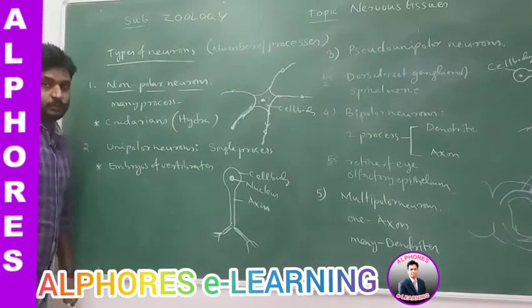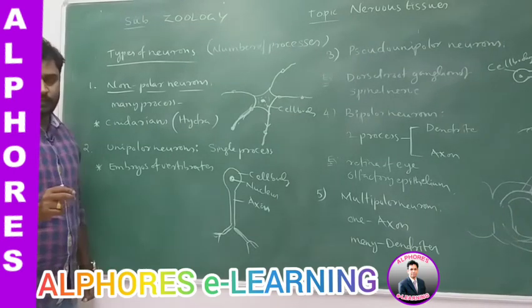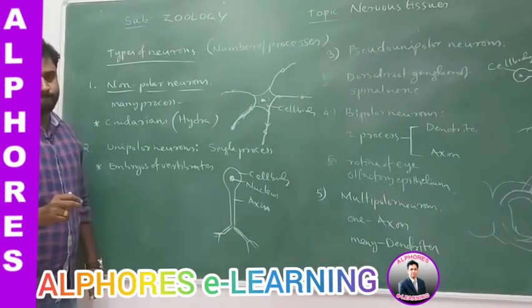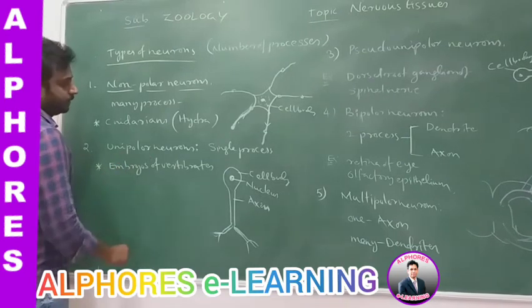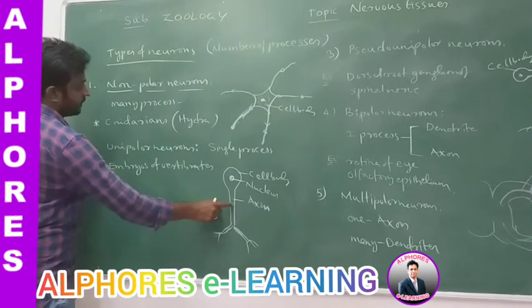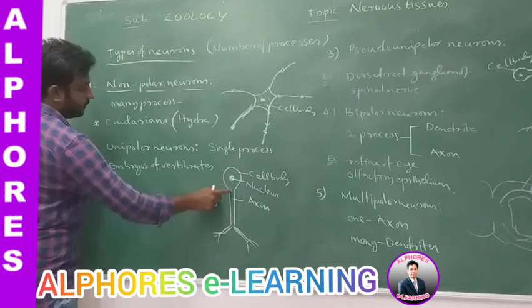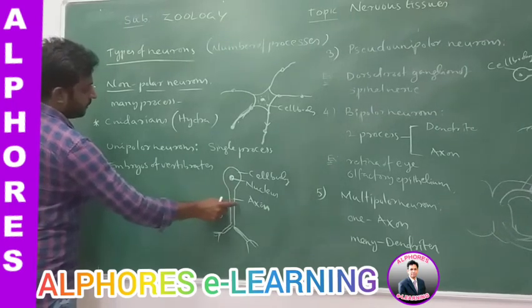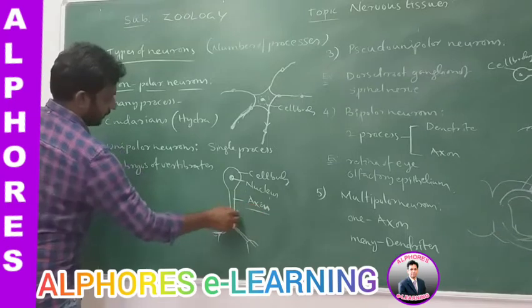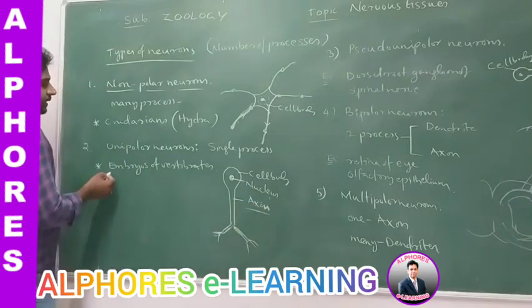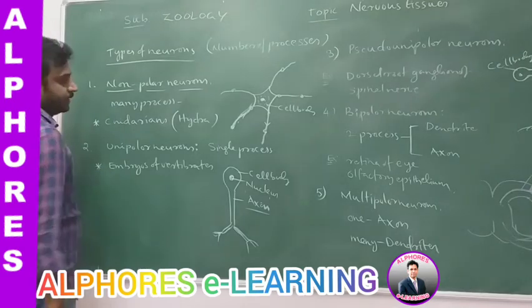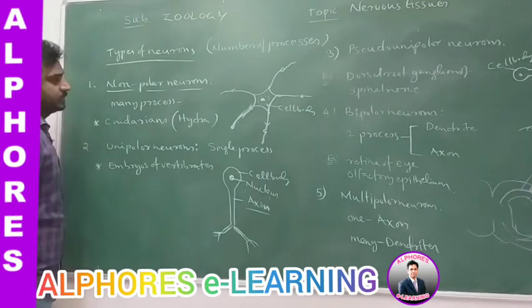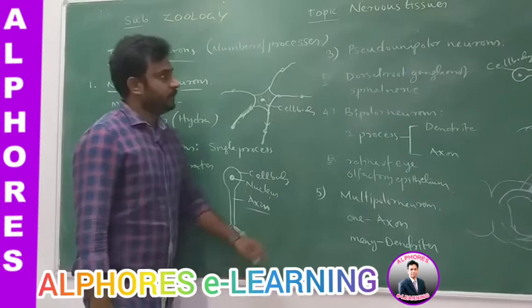So examples are most important here. In match the following type questions, examples are most important. Next, unipolar neurons. In unipolar neurons, only a single process is present, arising from the cell body. So the single process is the axon, only one process. Unipolar neurons are present in the embryos of vertebrates and some of the invertebrates.